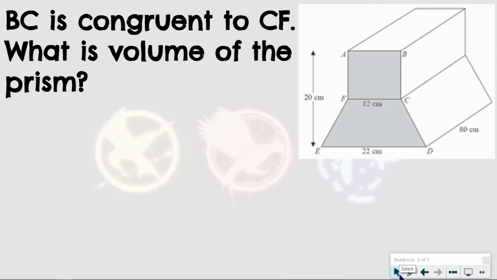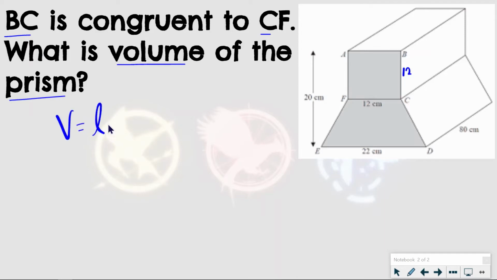Alright, so in this example we're seeing that BC is congruent to CF, so that is congruent to that, so that's also 12. This is a square base on that rectangular prism. We're trying to find the volume of the prism. This entire shape is a prism. A prism is any base stretched by that height. So this whole thing is really just one prism. It's also two prisms broken down.